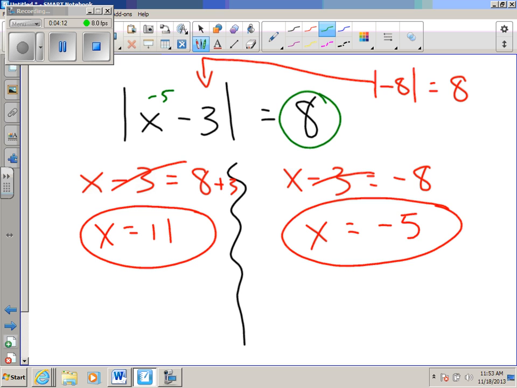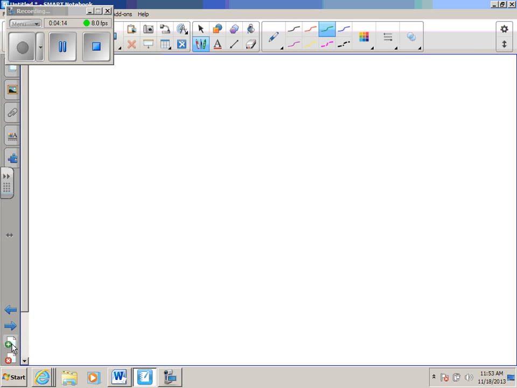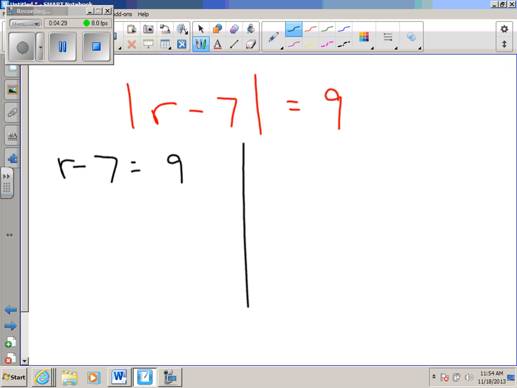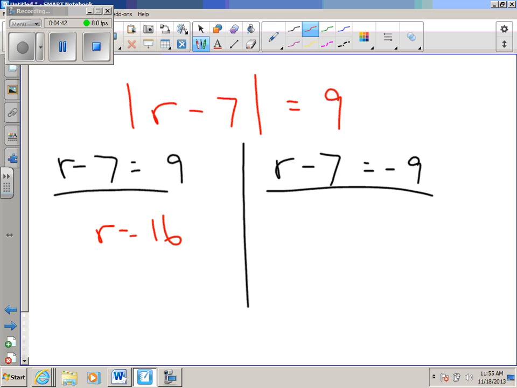So you're just basically solving for a positive and for a negative. Okay? Here, I'll give you one to try. So we'll say the absolute value of r minus 7 has to equal 9. Okay, so r minus 7 is going to equal the positive 9. R minus 7 is also going to equal the negative. So now we work through each of the problems. Add 7 to both sides. R equals 16. Add 7 to this, and we would get negative 2.